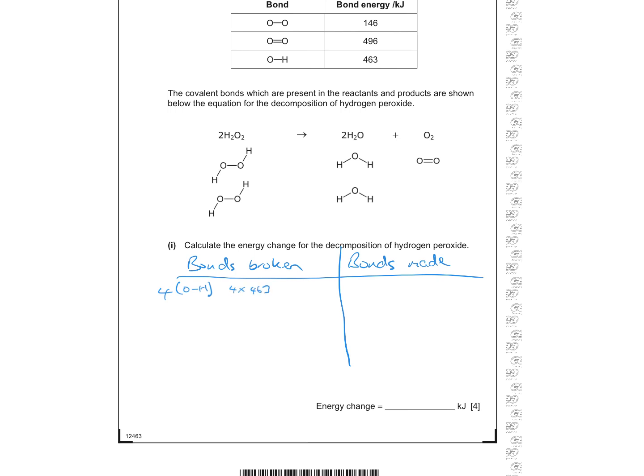Then we'll have one oxygen-oxygen bond and then another one. So we've got two oxygen-oxygen bonds. So that's 2 times 146. So if you add that up, that comes to 2,144. Now onto the bonds made. Well, we've got OH bonds made. So we've got 1, 2, 3, 4.